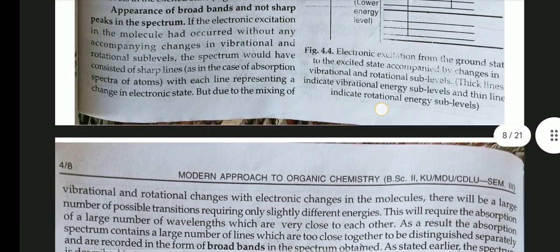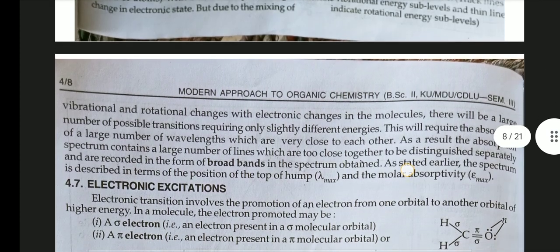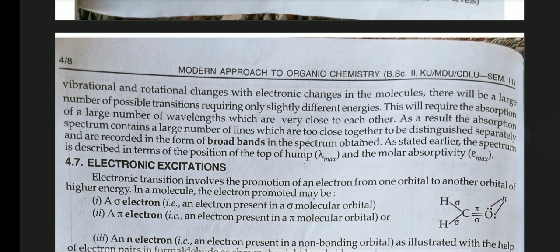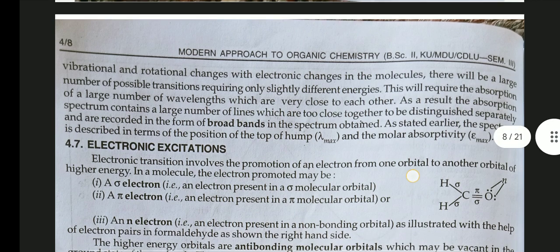But due to the mixing of vibrational and rotational changes with the electronic changes in the molecule, there will be a large number of possible transitions requiring only slightly different energies. This will require the absorption of a large number of wavelengths which are very close to each other. As a result, the spectrum contains a large number of lines which are too close together to be distinguished separately and are recorded in the form of broad bands in the spectrum obtained. As stated earlier, the spectrum is described in terms of the position of the top of the hump, λmax, and the molar absorptivity εmax.